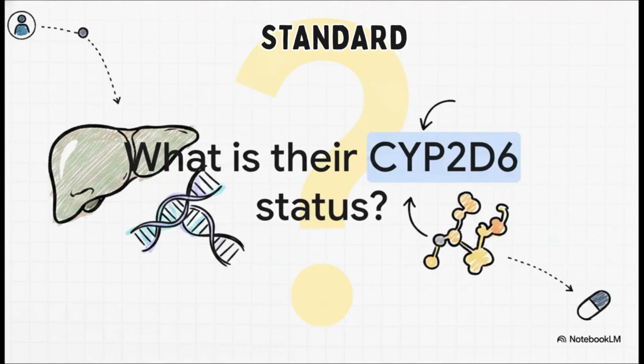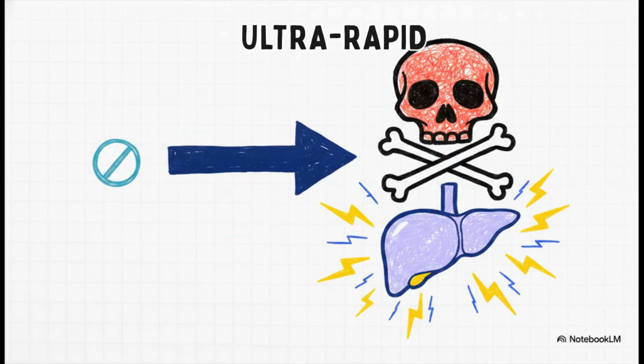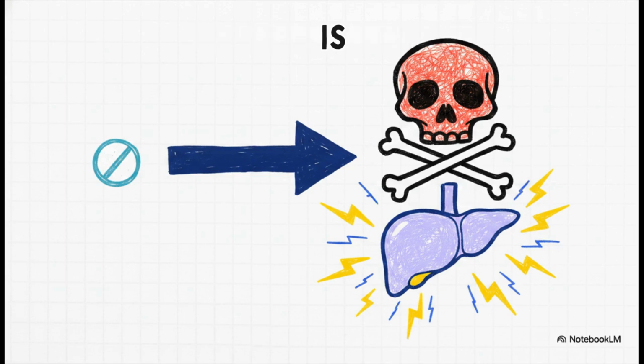Okay, next up. A patient given a standard dose of codeine goes into respiratory arrest. What is their CYP2D6 status? Think about the prodrug mechanism we discussed. They are an ultra-rapid metabolizer. Their liver did a massive, insanely fast conversion of that codeine right into a lethal dose of morphine. It just shows you how understanding pharmacogenomics is literally a matter of life and death.